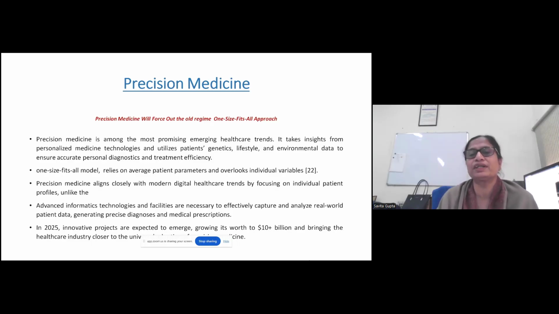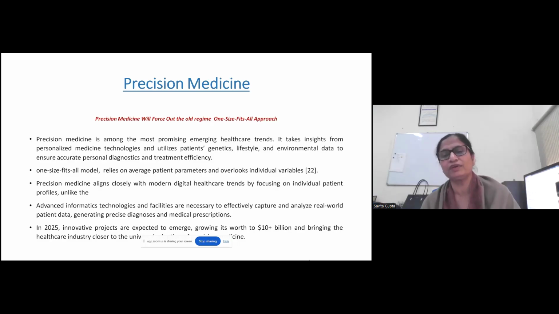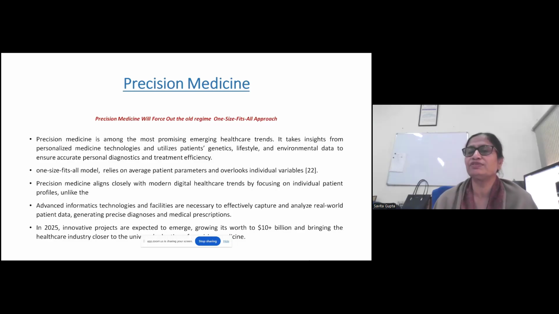Old medical practice is based on one-size-fits-all approaches, and this model relies on the average patient parameters of a given population, for the Indian population or US population. That is not patient specific. Precision medicine is patient specific. Different patients have their own biological history and biological chemistry. So one medicine may be good for one patient and may not be good for another. So precision medicine will force out this old one-size-fits-all regime.